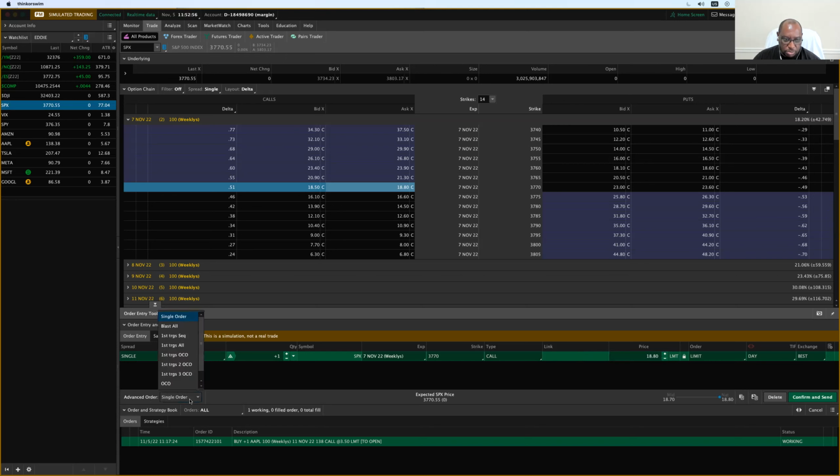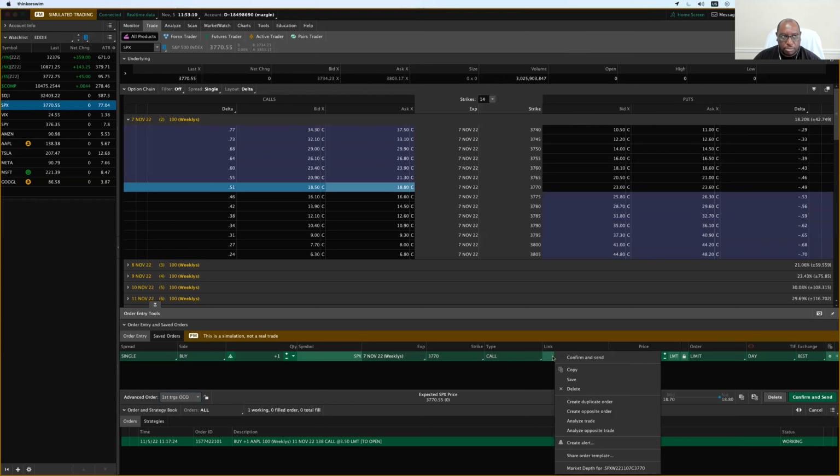First we need to save this into an OCO bracket, right? So I'm simply going to change from advanced order to fast triggers OCO. And I'm going to right click anywhere on this green line and create the opposite order. Why the opposite order? Remember, this order here is to enter the trade. To close it, we must do the opposite of what we're doing to enter the trade. So I'm just going to create opposite order.